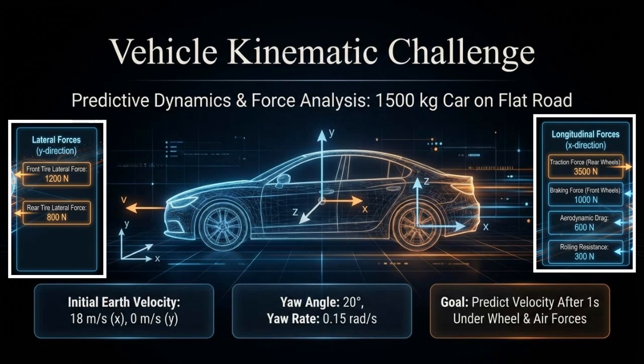Let us solve a practical problem to understand the need for the transformation. Let's take the problem provided to us with data of initial velocity, yaw angle, yaw rate and forces acting on the car like drag, rolling resistance, traction, front and rear tire lateral force, braking forces. We are to compute the net longitudinal and lateral forces in the body frame, compute the body frame accelerations and transform the acceleration into the earth frame, and finally compute the earth frame velocity after 1 second.